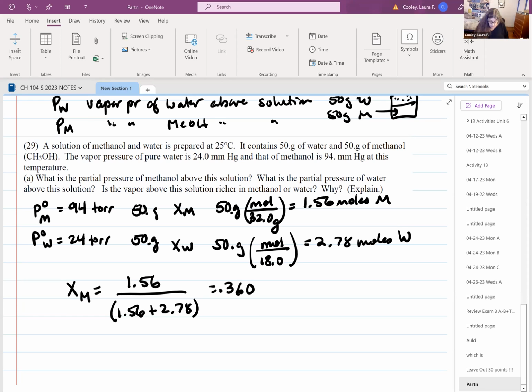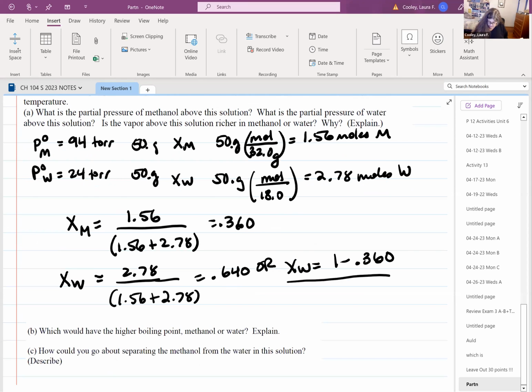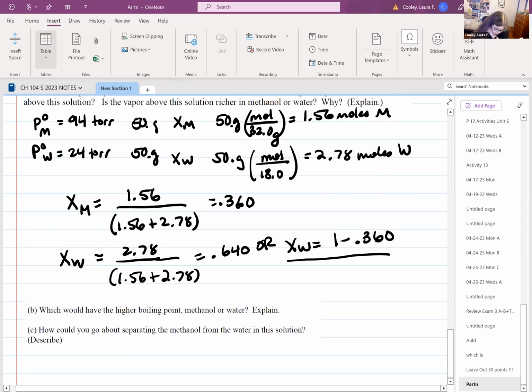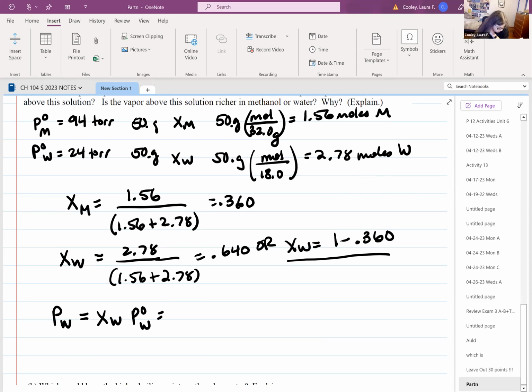You'll notice it's less than 1, it's a mole fraction. XW, now I could take 2.78 over the same total. And I would get 0.640. Or I could just instead take 1 minus 0.36 as an alternate way to do it. Okay, so the partial pressure of water is XW P0W. 0.640 times 24 torr. So that comes out to 15.4.